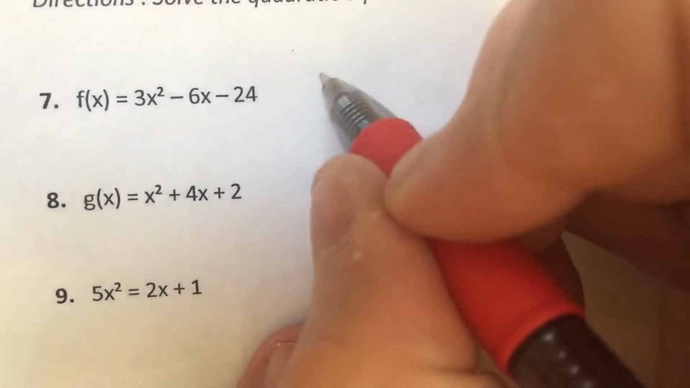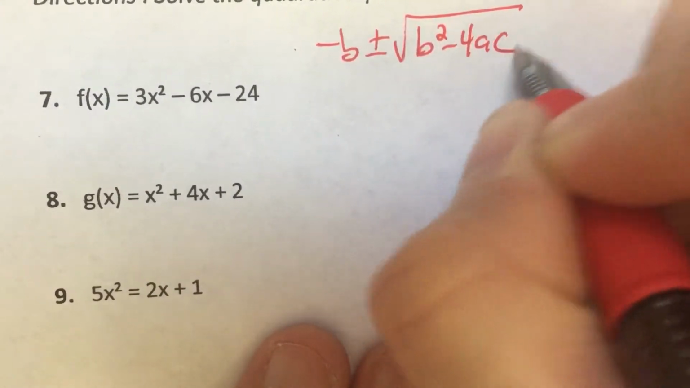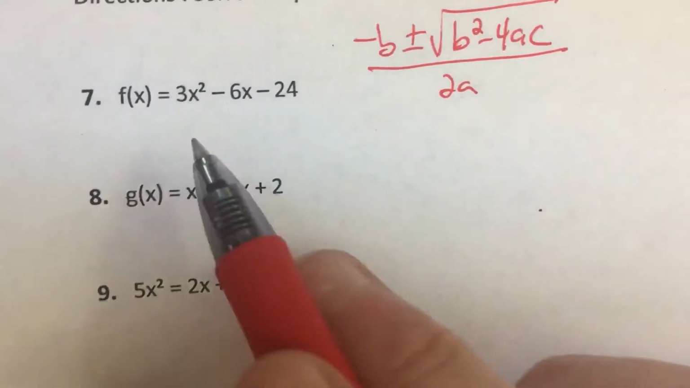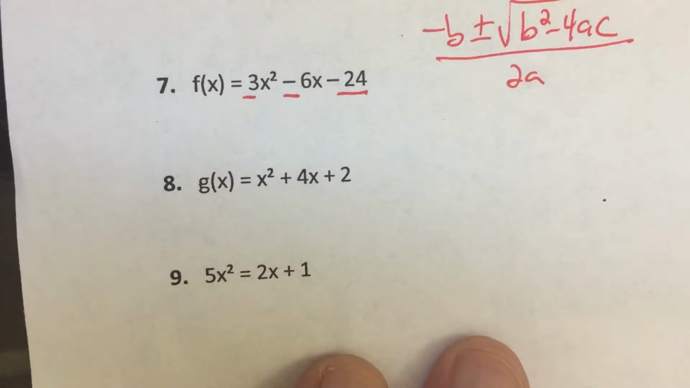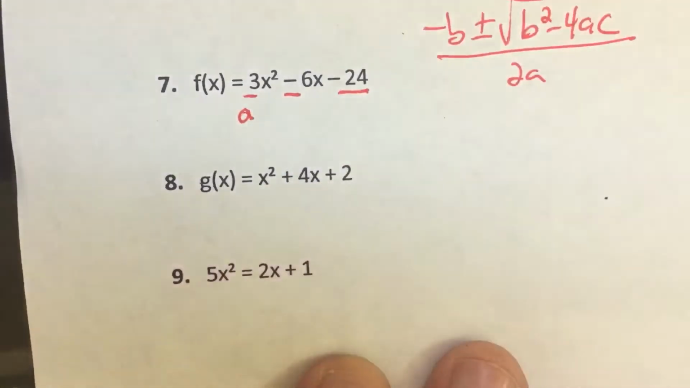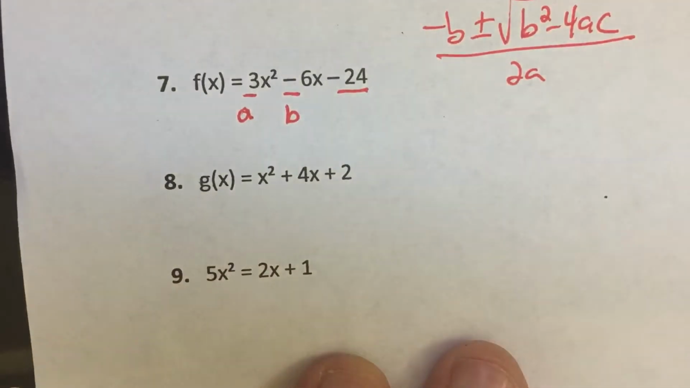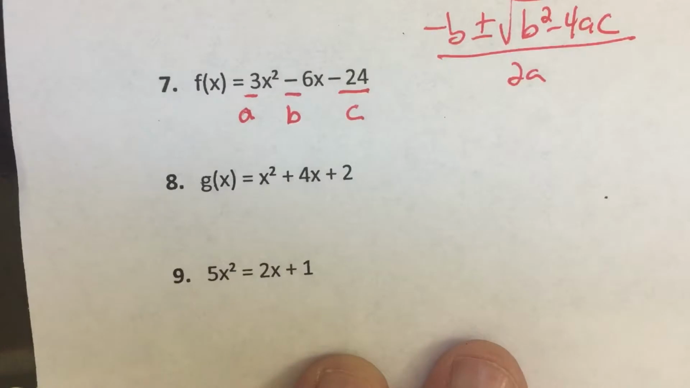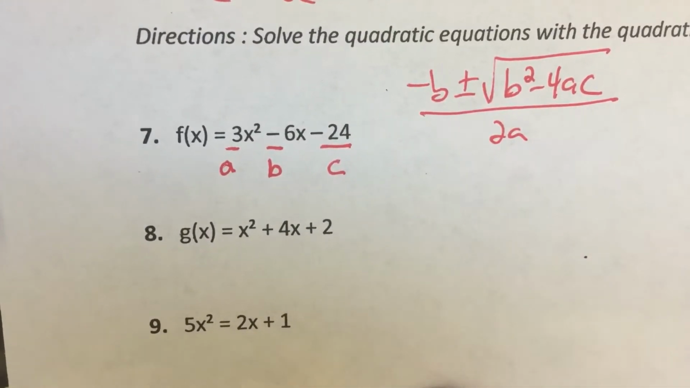Quadratic formula: negative b plus or minus the square root of b squared minus 4ac, all divided by 2a. When you look at a quadratic trinomial, a, b, and c are the numbers as follows. a is the number that's in front of x squared, which in this case is 3. b is the number in front of x, which in this case is a negative 6. And c is the number without an x, which in this case is negative 24. Our job will now be to plug it into this formula and do the math and simplify.